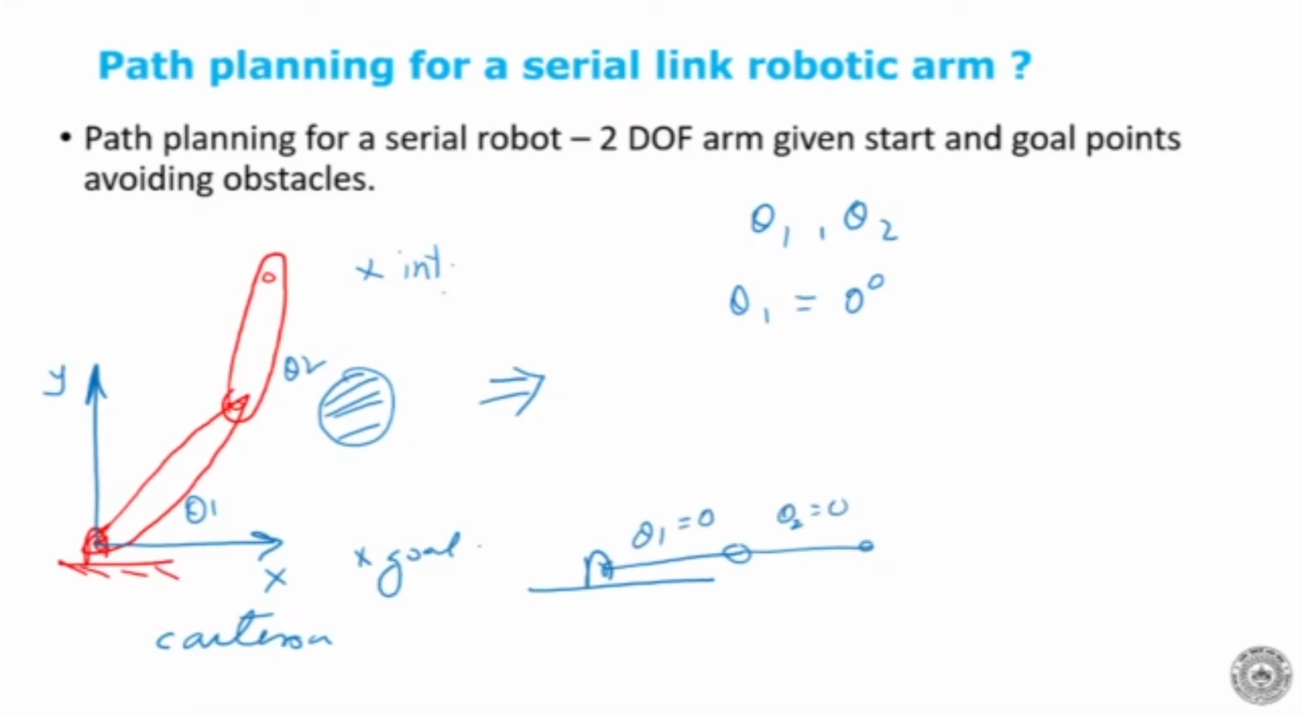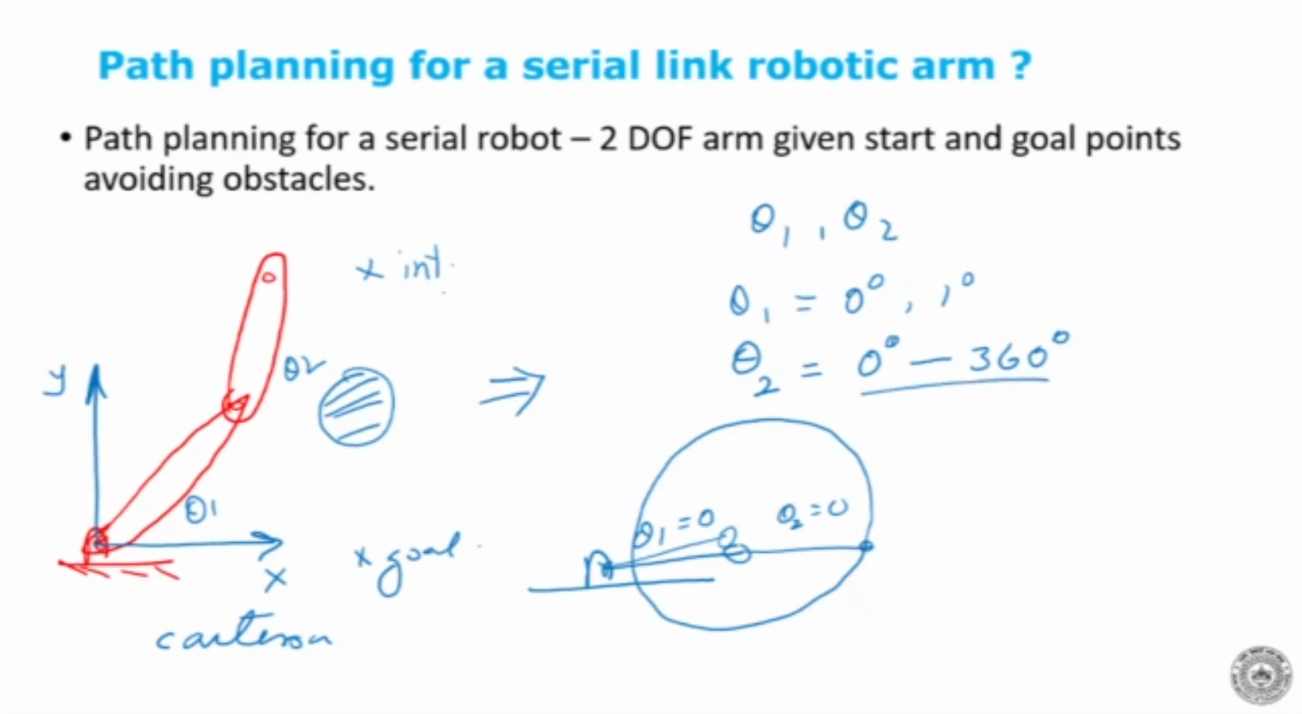Then what I do is I start with theta 1 equal to 0 degrees, and I move theta 2 from 0 degrees to 360 degrees. That means I take one circle here like this. Then I increment theta 1 by 1 degree, so my theta 1 comes here now. And then I do the same thing for theta 2. I go from 0 to 360 degrees. What would happen is I get another circle.